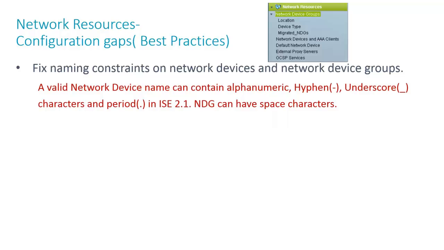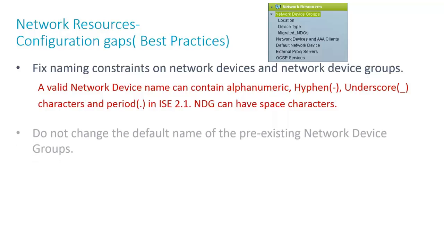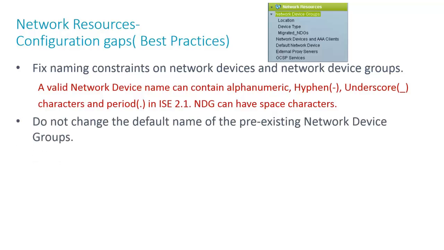So if your network device group names in ACS have any special characters such as backslash or parentheses, you might want to convert that to these supported characters. ISE and ACS have some default pre-existing names for network device groups, location and device type, for example. Please do not change the default name for these things. The migration will not be carried over.